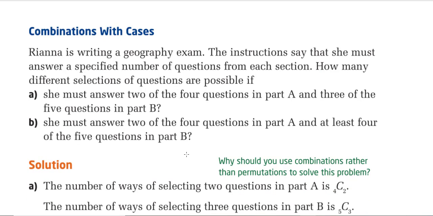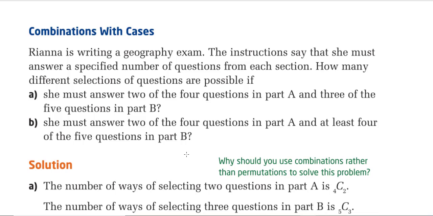Okay, the next section is combination with cases. Let's consider this example. Rihanna is writing a geography exam. The instructions say that she must answer a specified number of questions from each section. How many different selections of questions are possible if, first question, she must answer 2 of the 4 questions in part A and 3 of the 5 questions in part B.